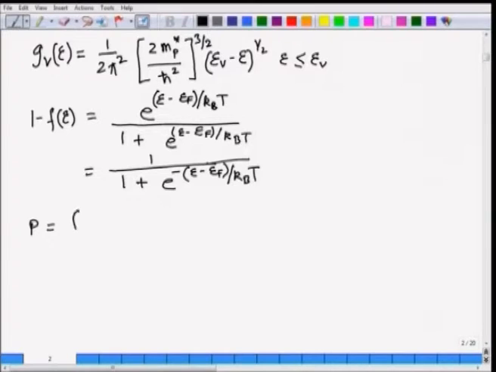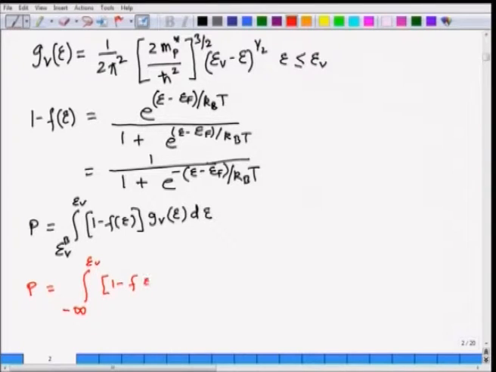And then we had said that P was going to be equal to the integral from EV bottom to EV of 1 minus F of E times GV. And then one more statement I will make, again in red pen, is that P is also equal to the integral, where I replace the lower limit with minus infinity this time, up to EV of 1 minus F of E GV dE. This will lead to the same thing.